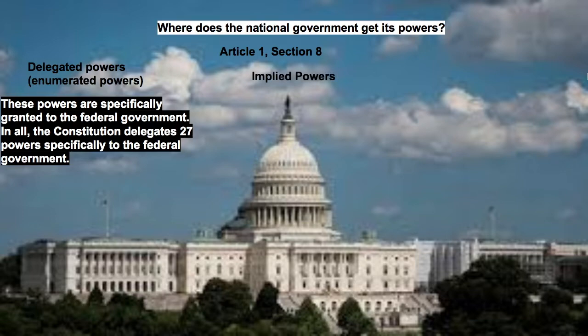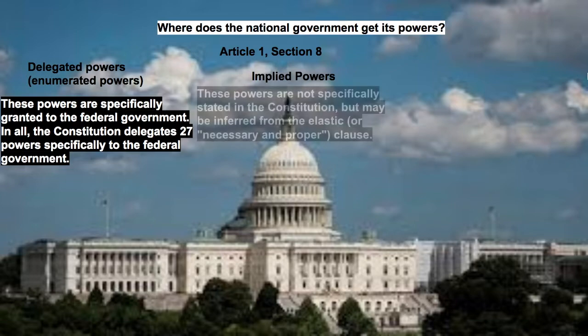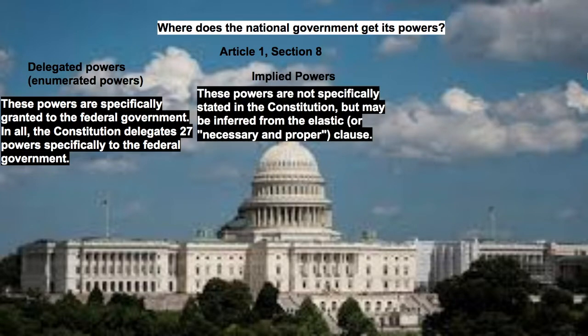The national government also has implied powers. These powers are not specifically stated in the Constitution, but may be inferred from the elastic clause. This provision gives Congress the right to make all laws which shall be necessary and proper for carrying into execution the foregoing powers, and other powers vested in the government of the United States.